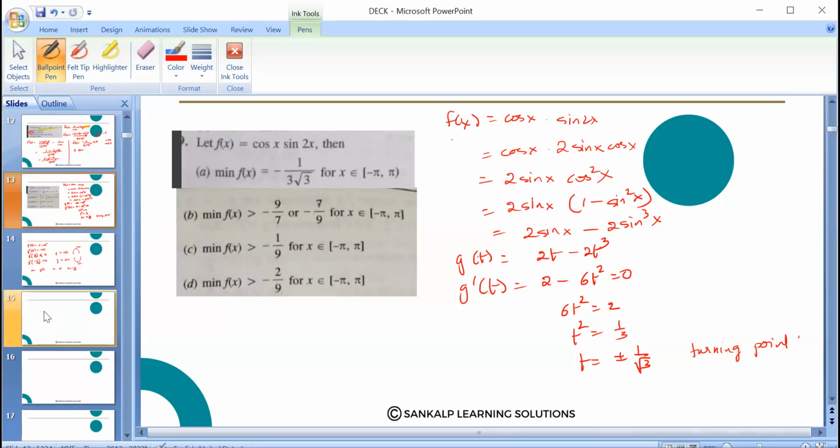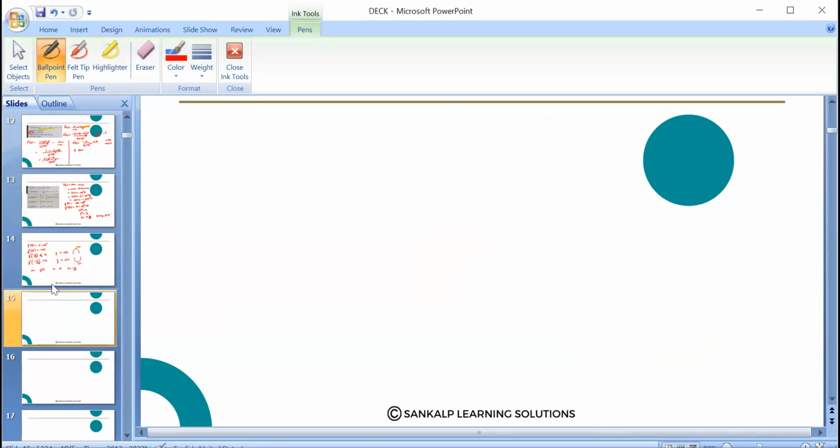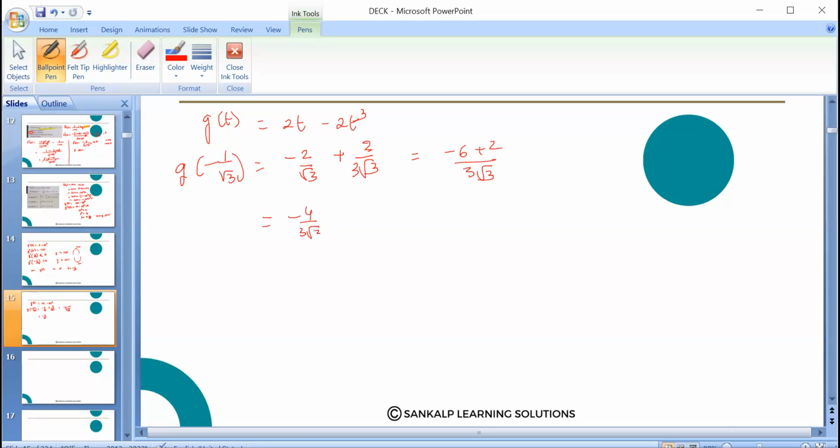Because g of t is 2t minus 2t cubed. G of minus 1 by root 3 will be minus 2 by root 3, then plus 2 by 3 root 3. So which is minus 6 plus 2 by 3 root 3, which is minus 4 by 3 root 3.